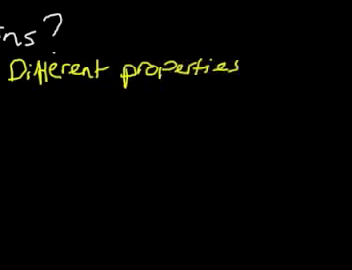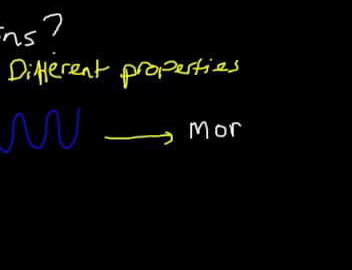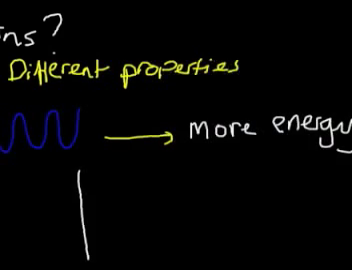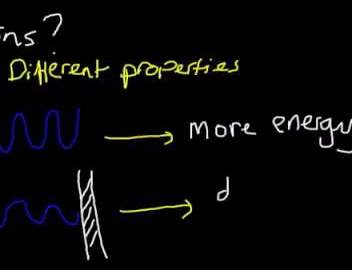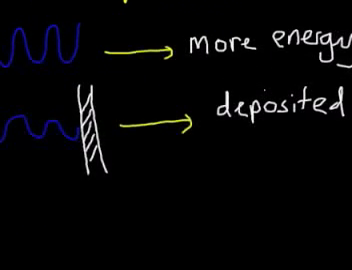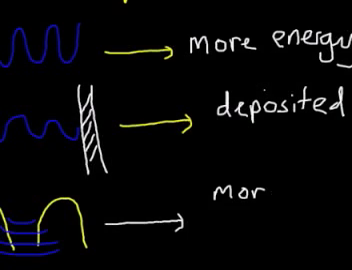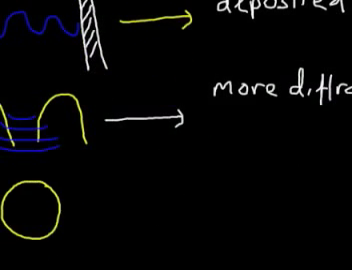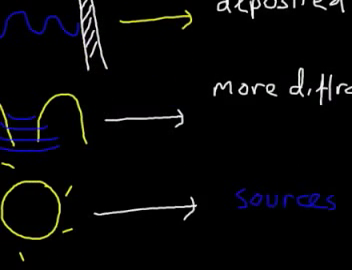So what do these waves all have in common, other than their properties? Well, first, the shorter the wavelength, the higher the energy transferred, as the frequency is higher. And second, waves all deposit energy in what they are absorbed in. Third, longer wavelengths diffract more, like radio waves. And lastly, they're all emitted by different sources, but mainly the sun.